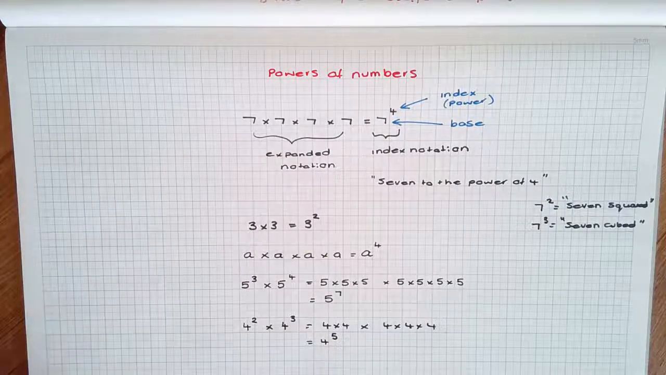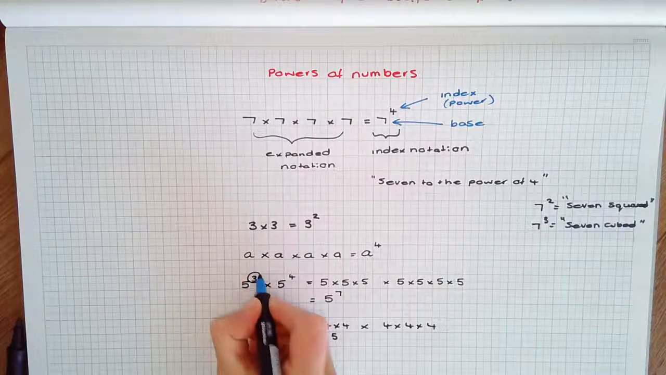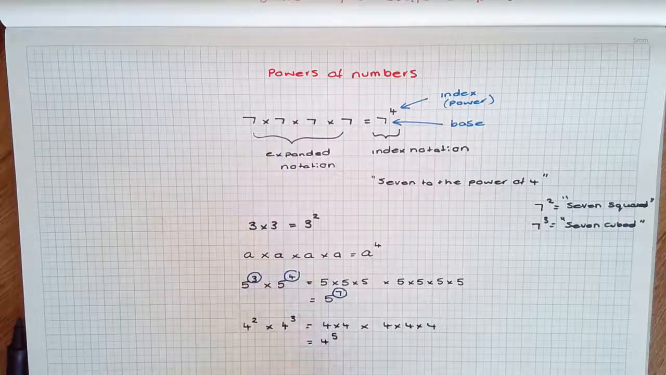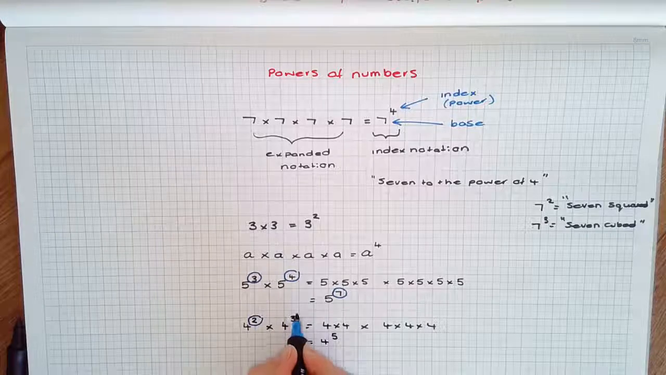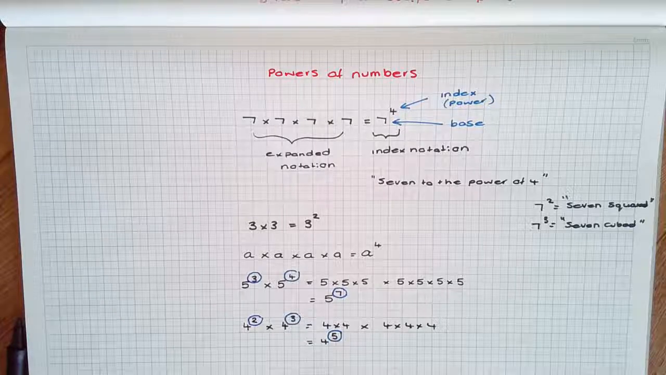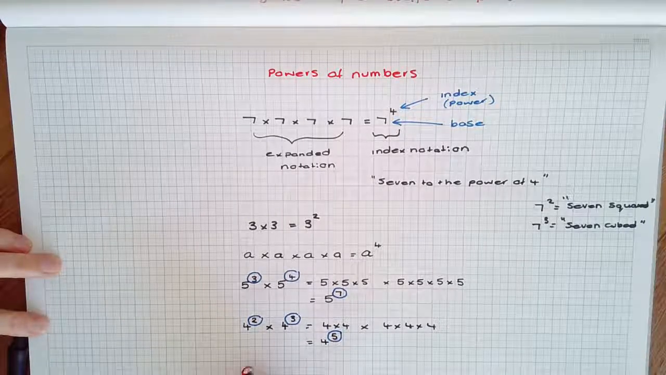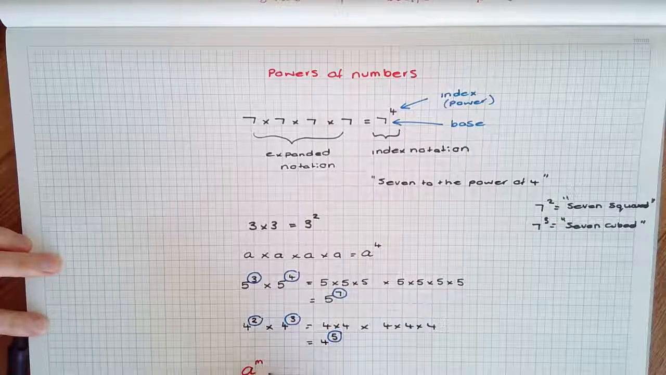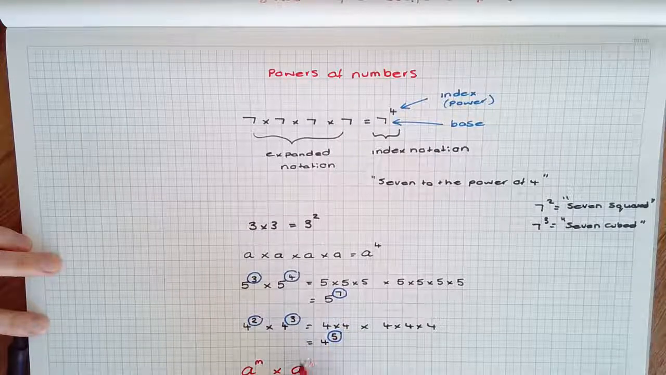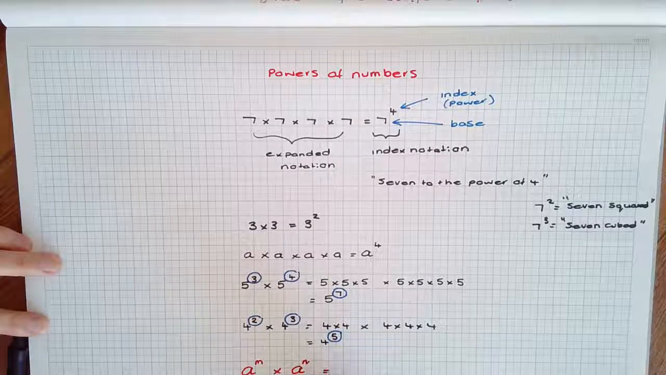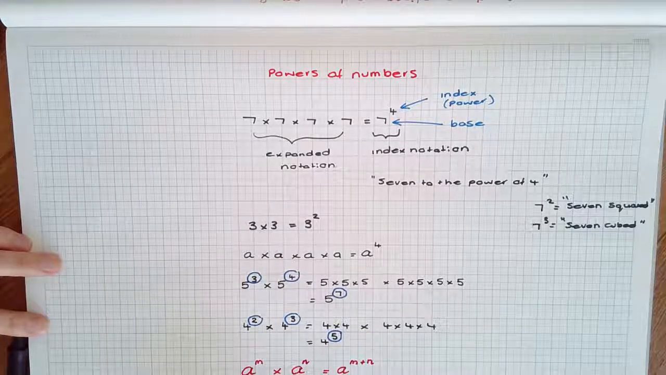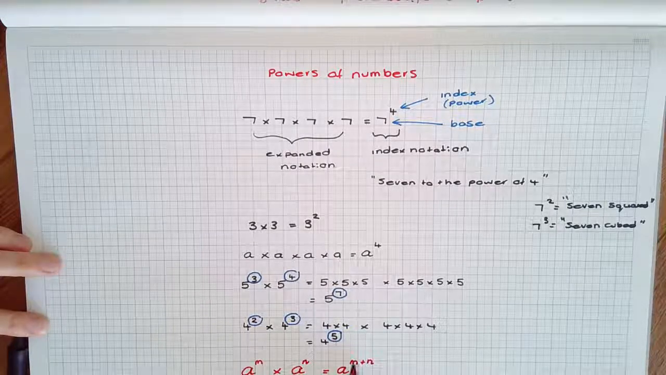You may have noticed that the sum of the powers is the answer. 3 plus 4 is 7, or 2 plus 3 equals 5. This can be written as a rule. When multiplying powers with the same base, let's say any number is the base to the power of m, times another power of the same number, we add the indices. That is, when multiplying powers with the same base, we add the indices.